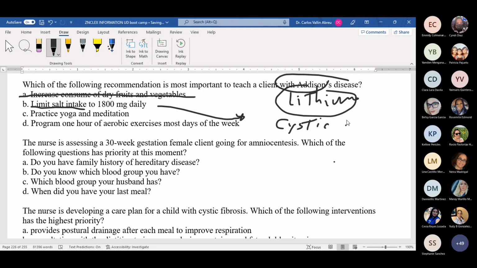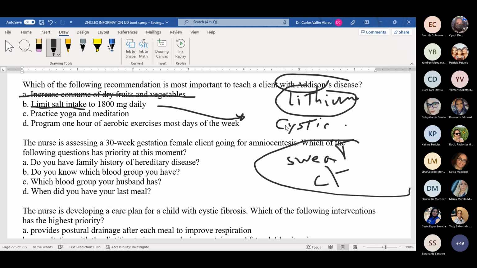You remember the cystic fibrosis? Do you remember that there is a test, a sweat test? It's a sweat test that the doctor could collect sweat from the client to determine the amount of chloride in the sweat. So this is cystic fibrosis. In cystic fibrosis, we don't limit the intake of sodium chloride because there is a condition in which, especially, the chloride is lost in excess through the exocrine glands.